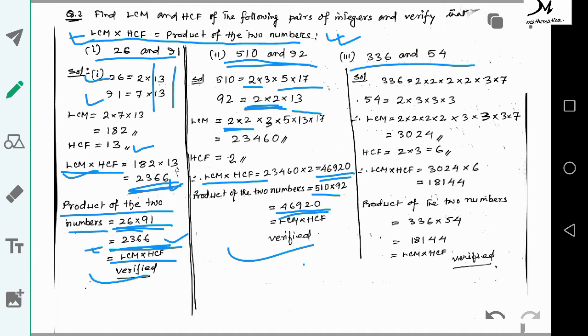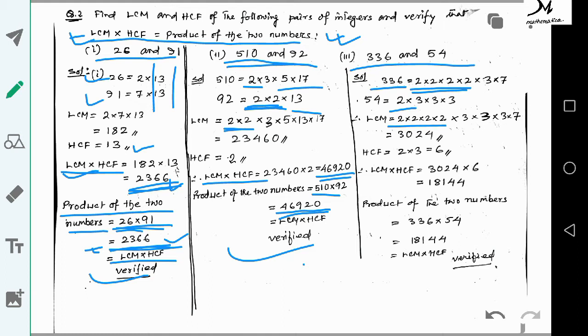Here you see, 336 is equal to 2 into 2 into 2 into 2 into 3 into 7. And the prime factorization of 54 consists of 2 into 3 into 3 into 3, three 3's. So when you need to find the LCM, this group also consists of 2, this group also consists of 2. So where there is the maximum number of 2's, take only that group.